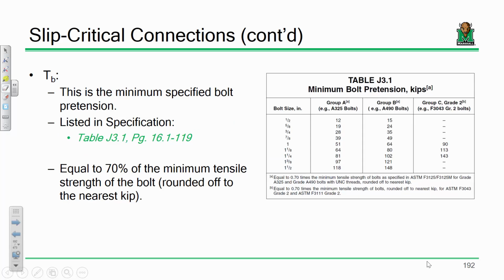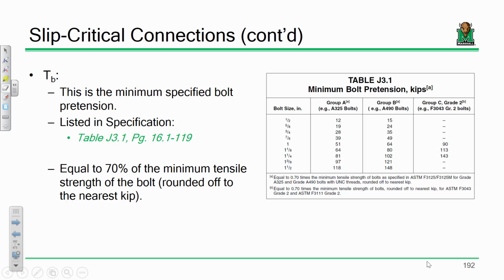Okay. Now, T sub b, this is the minimum bolt pretension. If you go to chapter J, it's in there, so this is a lookup. It's about 70% of the minimum tensile strength of the bolt rounded to the nearest kip. But you're going to see in a second how this table isn't even all that necessary. But it's there in the spec if you want to take a look at it. It's on page 16.1-119. Again, there's a lot of stuff in chapter J.